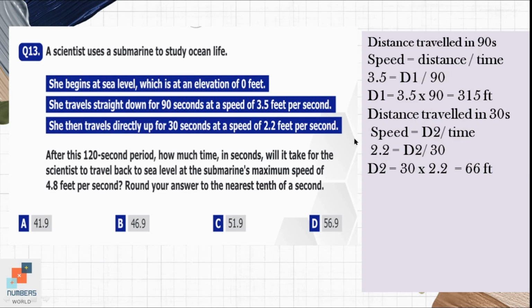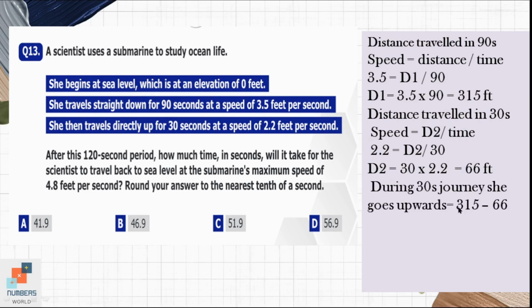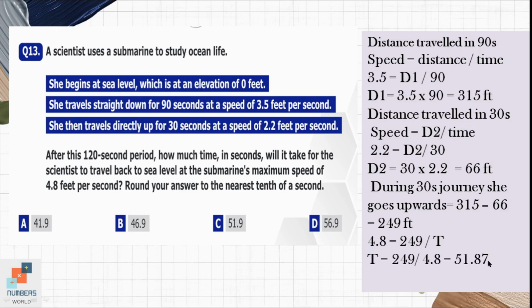So you may notice the first distance was traveled straight down for 90 seconds and the second distance was traveled upwards for 30 seconds. So we are going to subtract 66 feet out of 315 feet to find out her current position or the remaining distance. That is 249 feet. Now we have to calculate in how much time she will come back to sea level. For that, we will write the formula of speed again and put the values in the equation. The time is 51.87 seconds, which is approximately 51.9 seconds. So that is our option C. Question number 14.